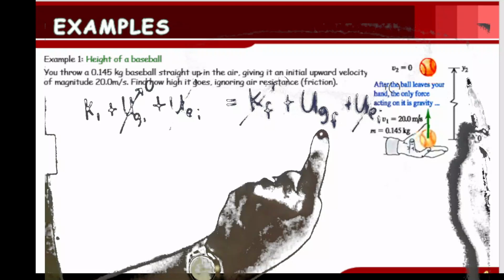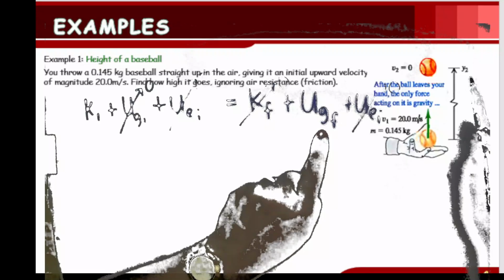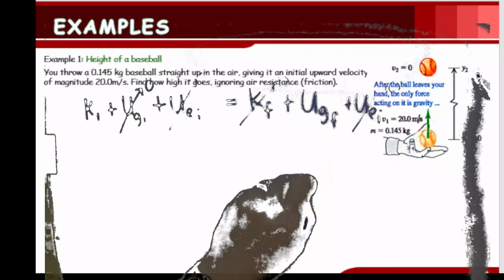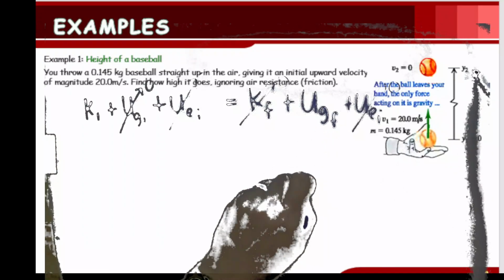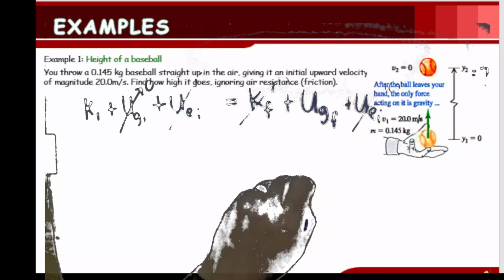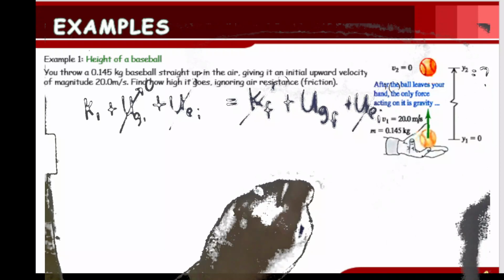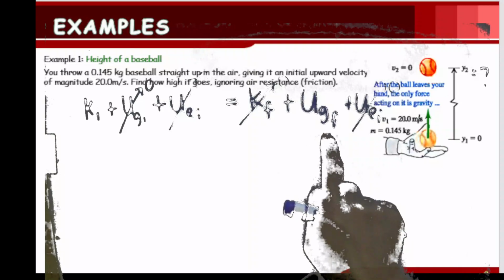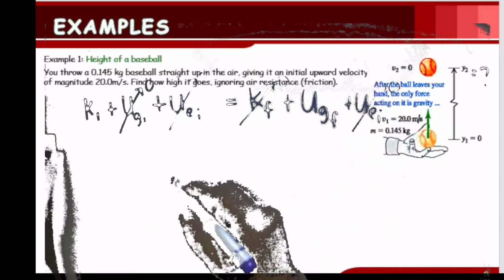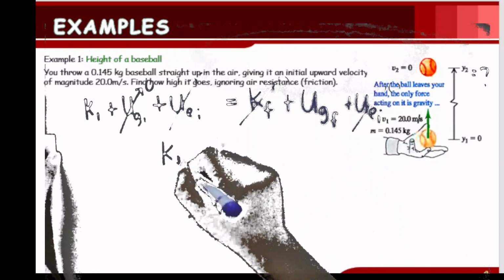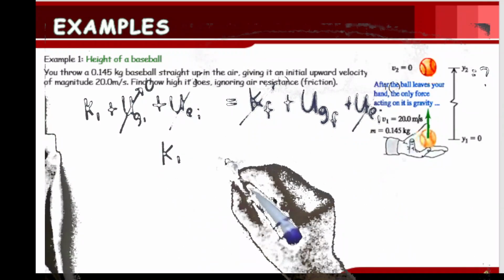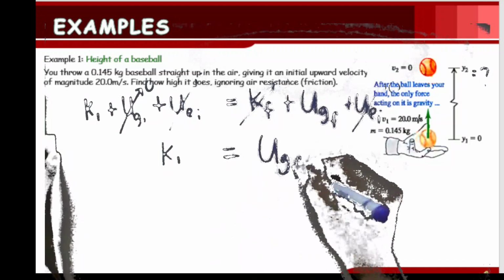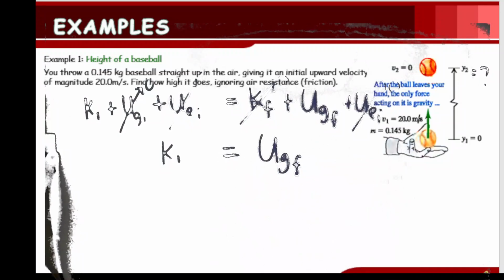What about the gravitational potential energy at the final position? It depends on the value at the final position. The y here is what we are looking for, right? So, how high it goes, ignoring air resistance. We can see that in the final gravitational potential energy. So what's left here is the initial kinetic energy, which is equal to the final gravitational potential energy.